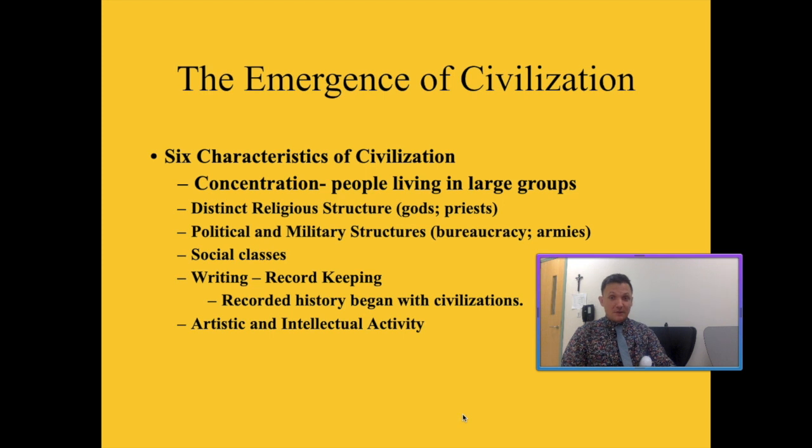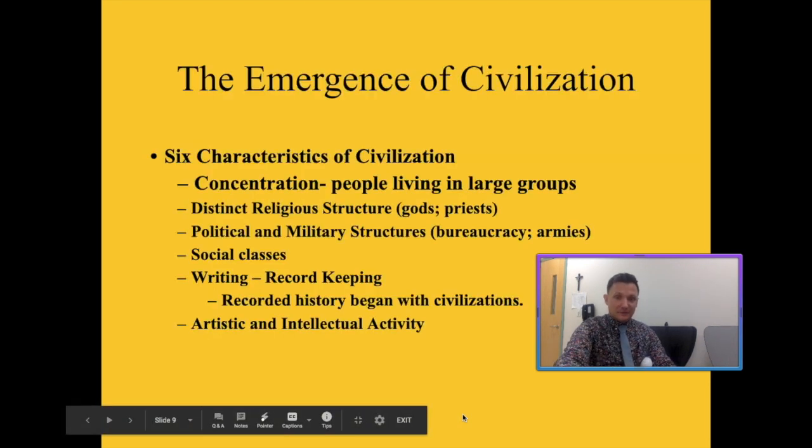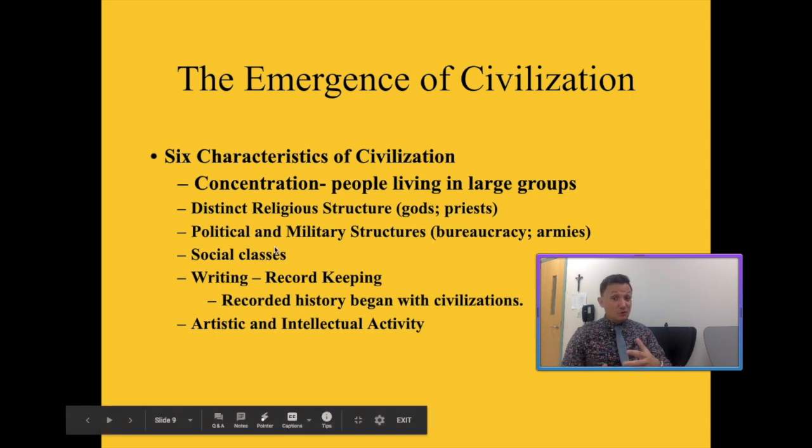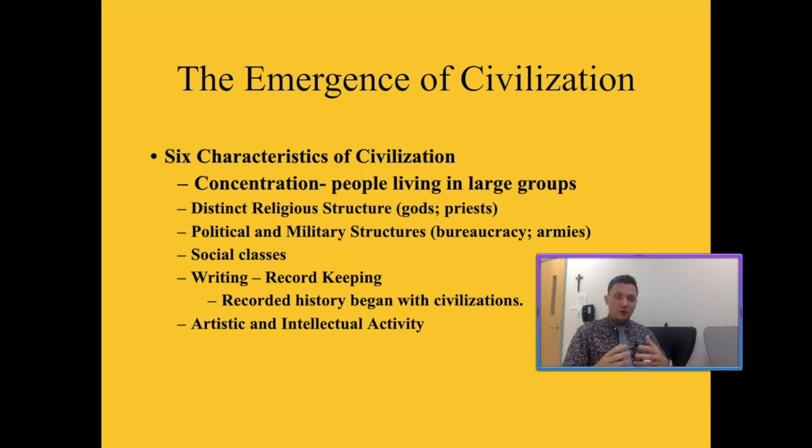Writing and record keeping, because recorded history began with civilizations. We can't study anything if they haven't actually created either writing or artifacts that we have to analyze. And the other big thing is artistic and intellectual activity, okay? Showing artistic and intellectual activity is a very important thing because it gives us a marker on where to start when we're studying these people. Then we can discover their writing systems, and we can try to understand their society better through their writing systems if we can decipher that. And then going forward, we can understand their social classes, and then we can understand their political and military structure through their writing. So all these things are required for a civilization to necessarily exist, right?